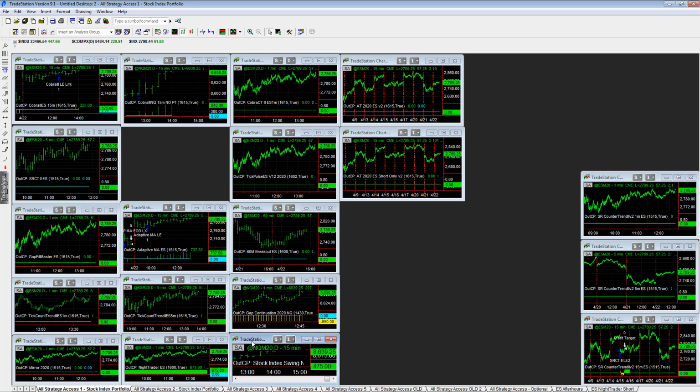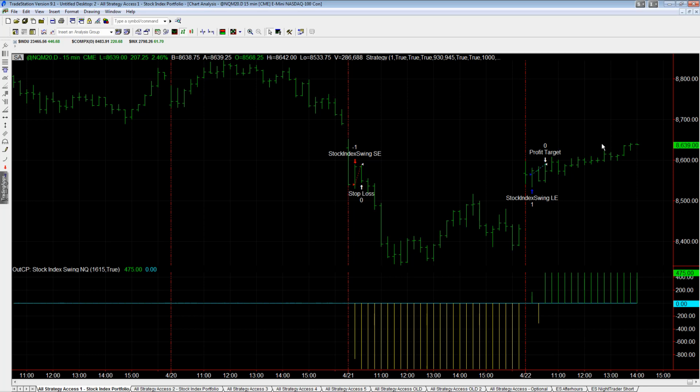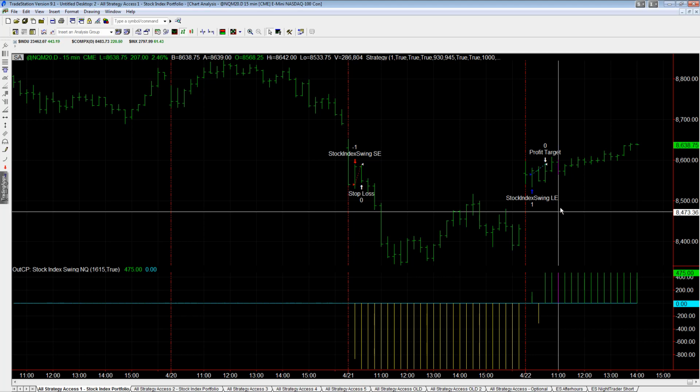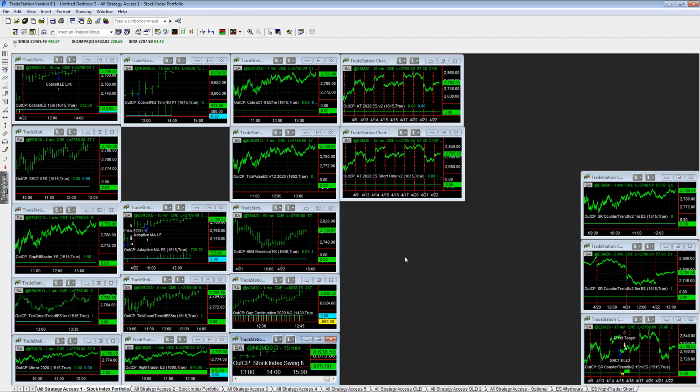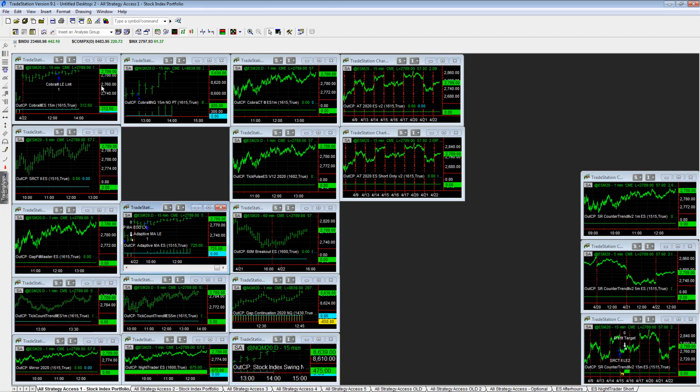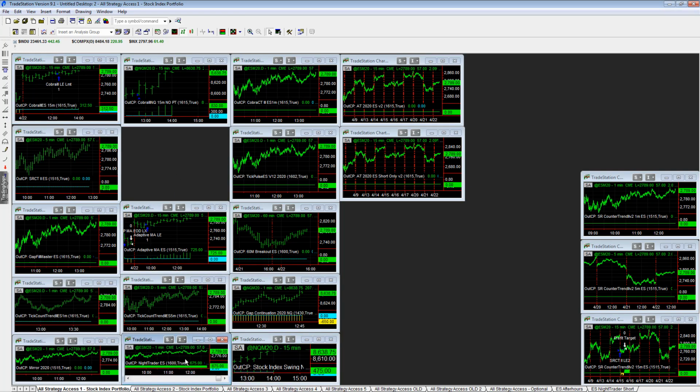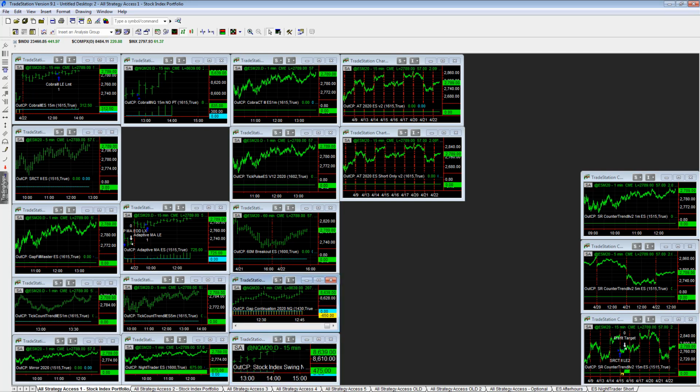Actually, Stock Index Swing had a loss yesterday on the short side. Even though the market was down, lots of bounces to come back. You know, it's different on the long side. It just kind of floats up when the bulls have control of it. So short trade loss yesterday, long trade win today. So All Strategy Access won. We have 1, 2, 3, 4, 5 winners and one loser on the day.